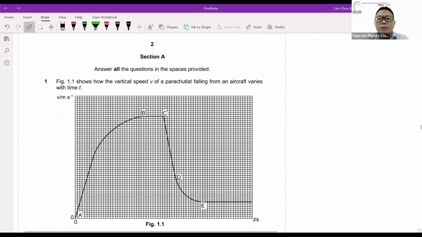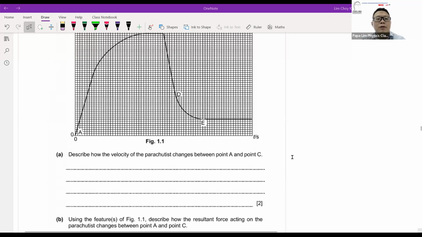Question 1 is on kinematics. The kinematics is talking about parachutists jumping from the airplane, after that the parachutist opens the parachute. What happened in this particular case is you are given the speed time graph.